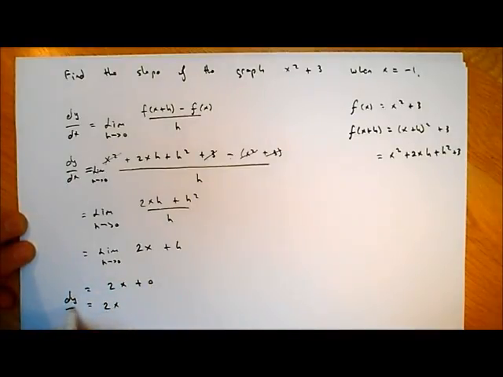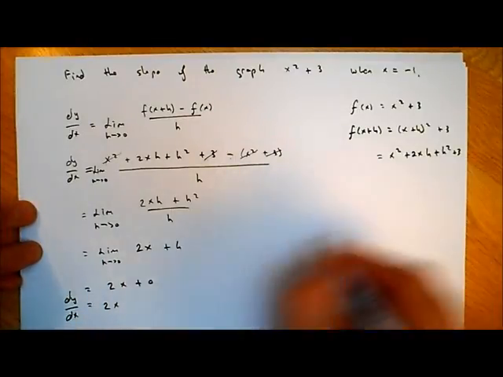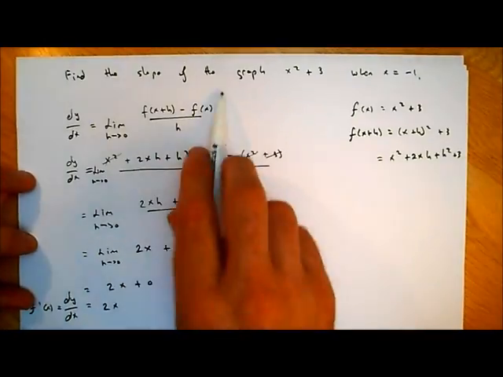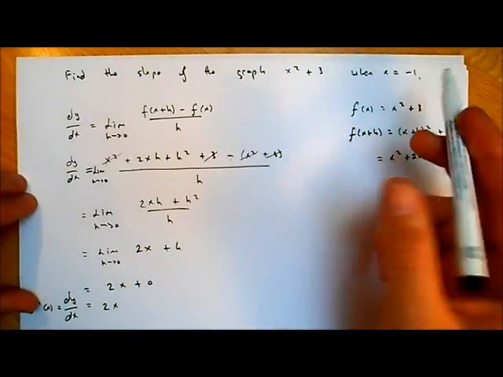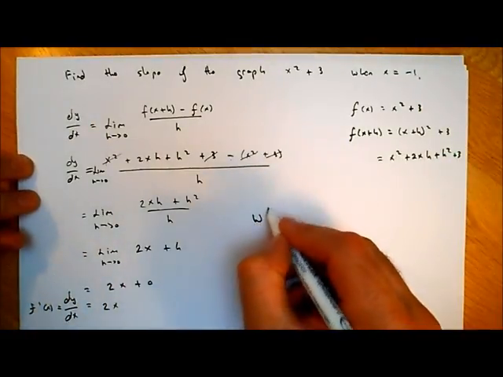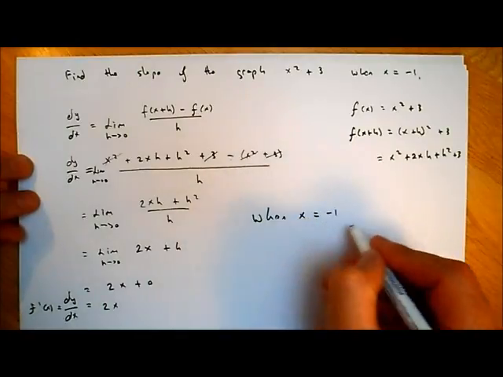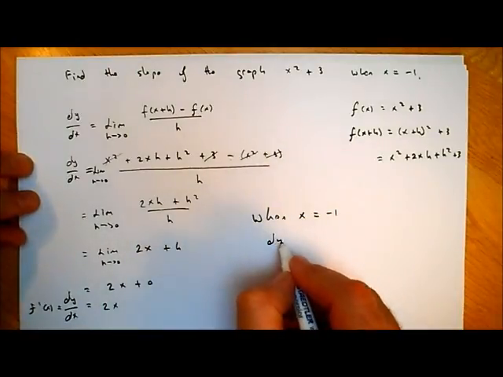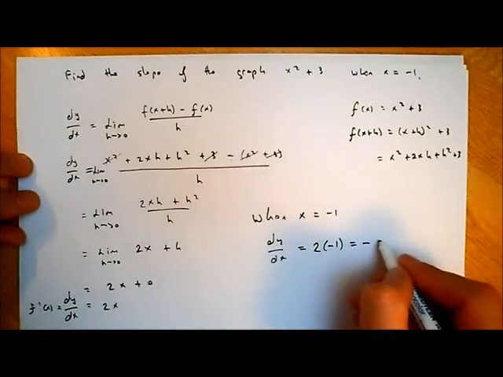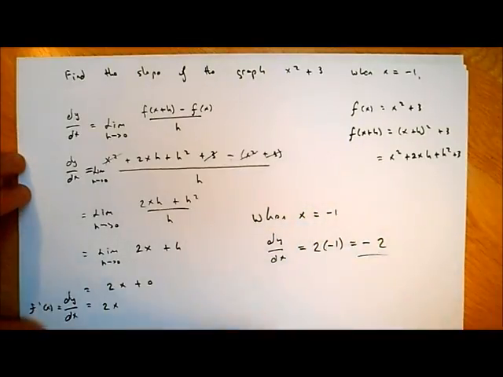So the slope, dy over dx, or f dash of x, is another notation for us. So f dash of x, which is the same as dy over dx, which is the slope, is equal to twice x. But we want to find the slope when x is equal to minus 1. That's simple now because we have a formula for the slope. It's twice the x value. So when x is equal to minus 1, dy over dx, the slope, is equal to twice minus 1, which is minus 2. So this time we got a negative slope.